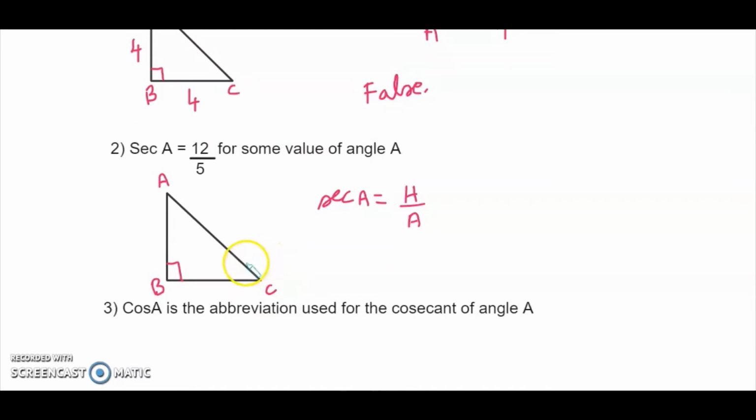We can have irrational numbers also as the measurement of the sides. So if my hypotenuse is 12, and suppose this is the angle, and the adjacent is 5, I can have an irrational number as my base. So it is possible. So this is 12 over 5. Therefore, it is a true statement.